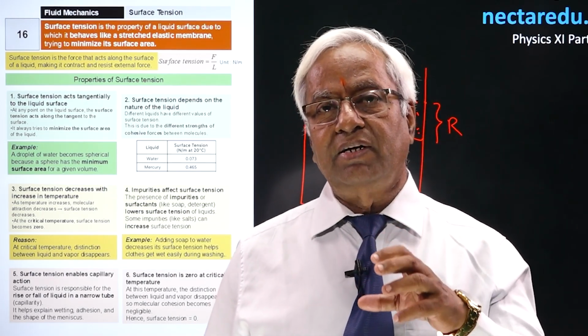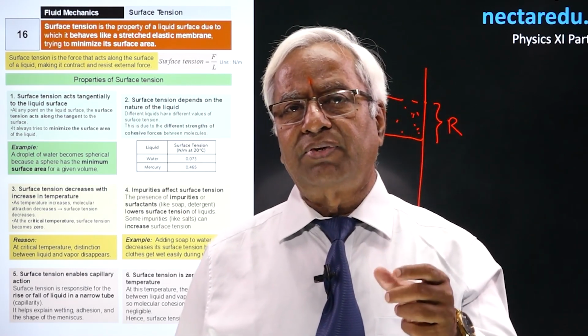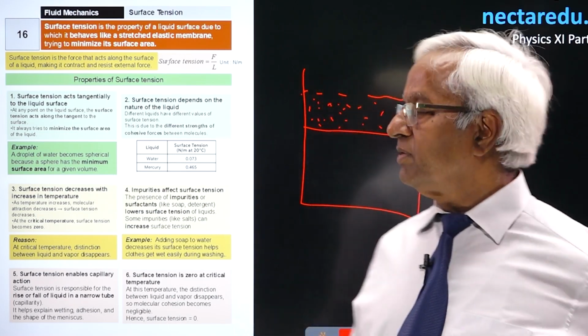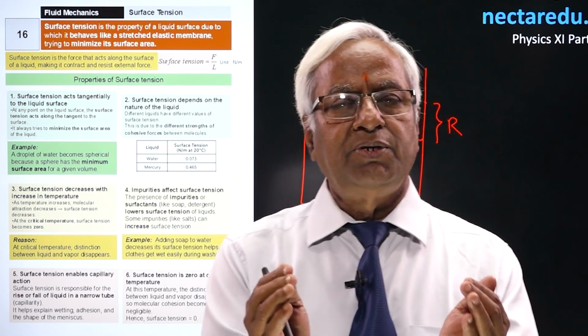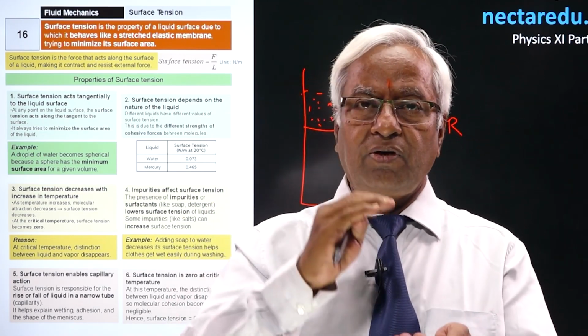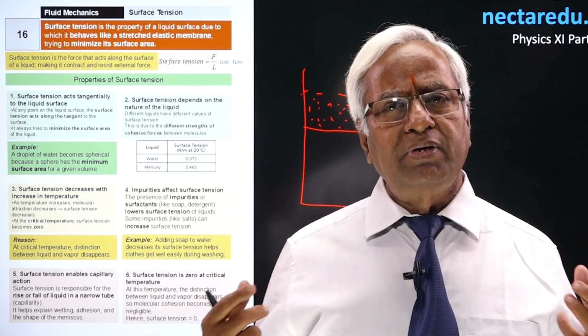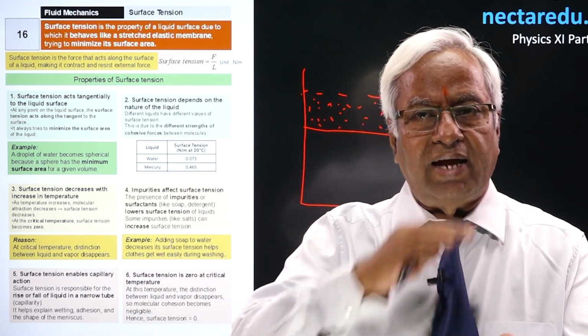spherical. Why spherical? Because for a given volume, the spherical surface has the minimum surface area. So, one thing is clear, because of this property, every liquid surface will have a tendency to become spherical. But remember, when the drop is smaller, it's going to be spherical. But when the drop becomes quite bigger in size, then because of gravity, it becomes flat.